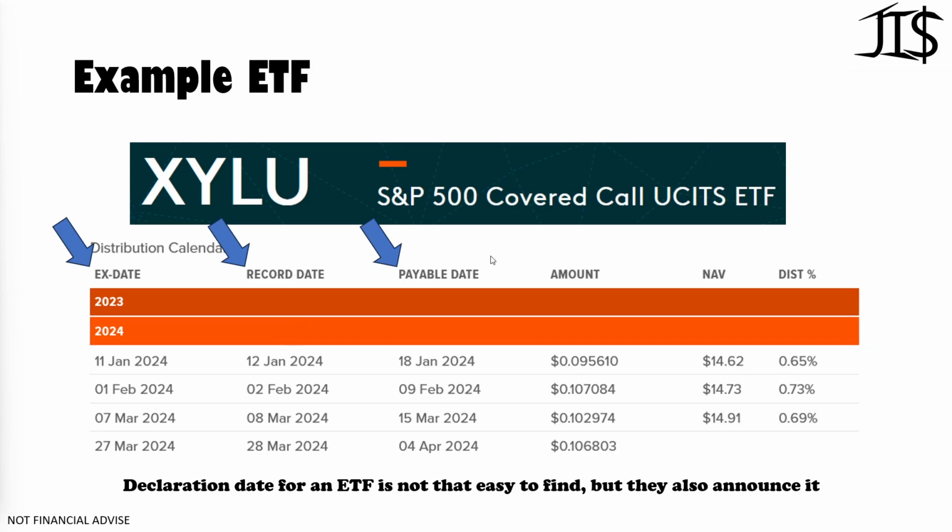And with that being said, I hope that you clearly understand what the declaration date, the ex-dividend date, the record date, and the payable date are, and that you don't make the mistake of buying a stock on the ex-dividend date and expecting to be eligible to be paid out a dividend.